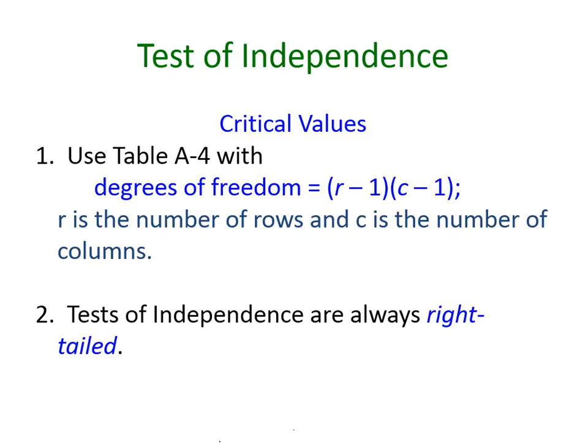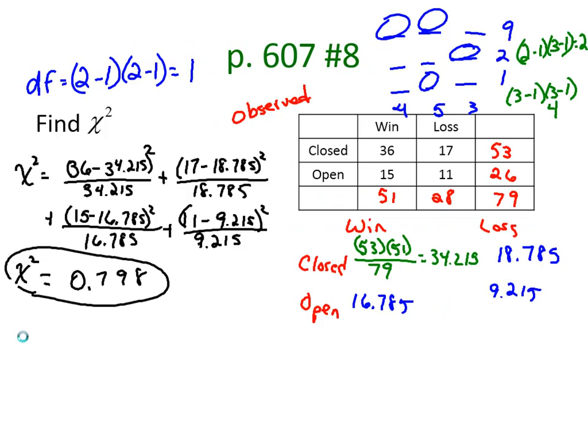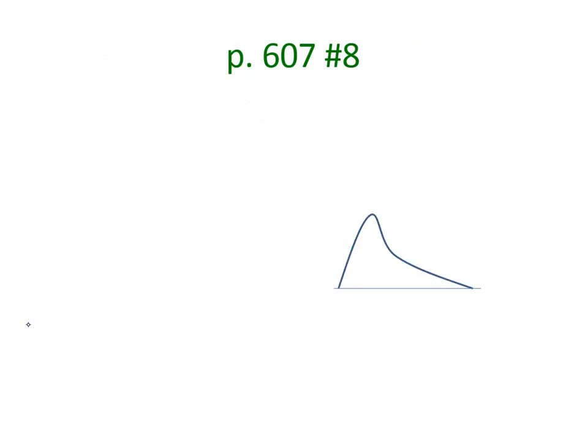Also, we needed to know what type of test we had. You're always doing a right-tailed test, because with chi-squared you always get a positive value no matter what. This is a right-tailed test when we're doing these. So these tests of independence are always right-tailed tests. So now when we go back, my chi-squared test statistic is the 0.798. This is my test statistic.